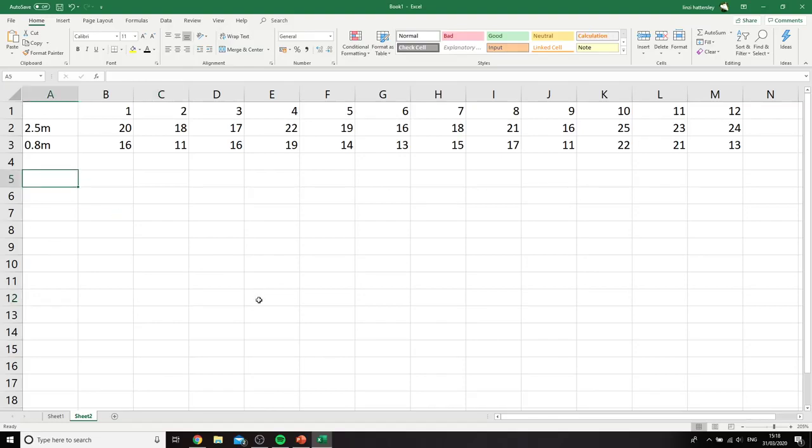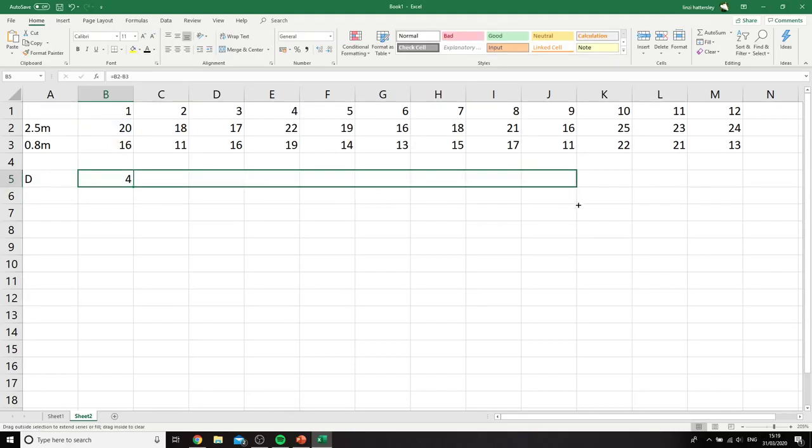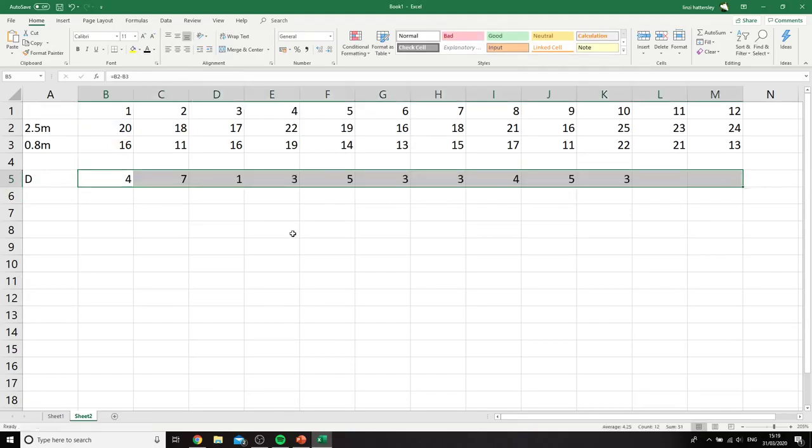So in this example, for the matched pairs, we need to calculate the difference instead. So D in this instance stands for difference. What you're going to do is that number minus that number. Black cross, drag it across. There we go.